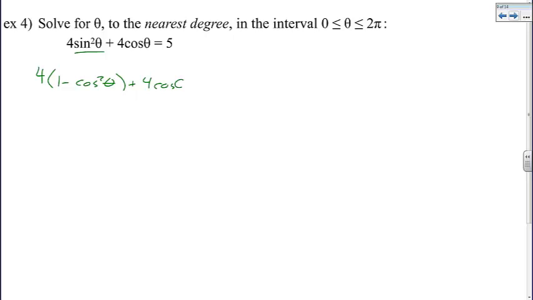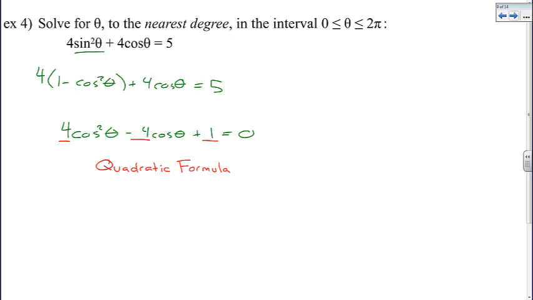So here, substituting in 1 minus cosine squared theta for sine squared theta, we have that in parentheses, so we distribute the 4, and we get 4 cosine squared theta plus 4 cosine theta minus 1 equal to 0 once we have distributed, simplified, and rewritten in standard form. Once we have it in standard form, we can use our quadratic formula and get two values for cosine of theta equal to 1 plus or minus the square root of 2 all over 2.